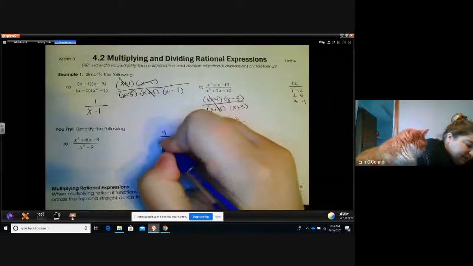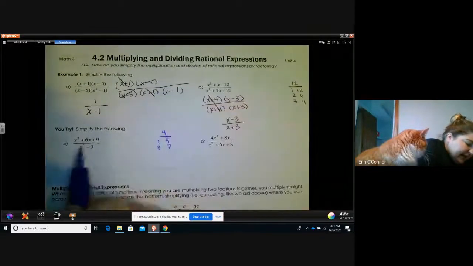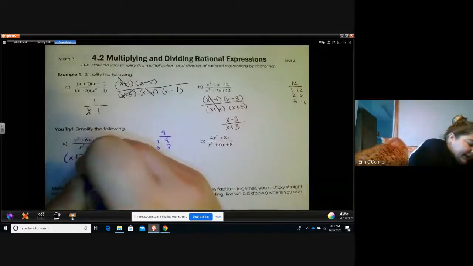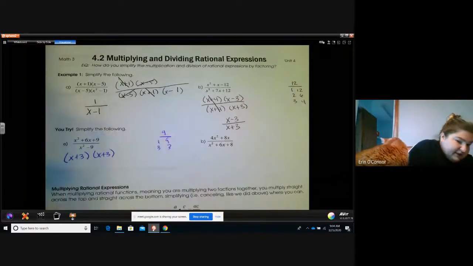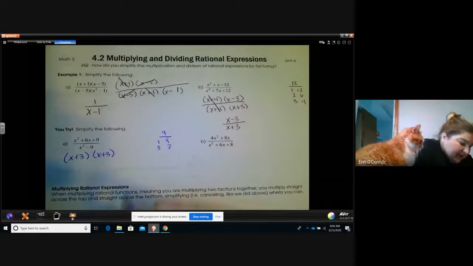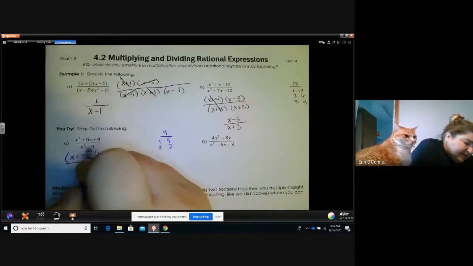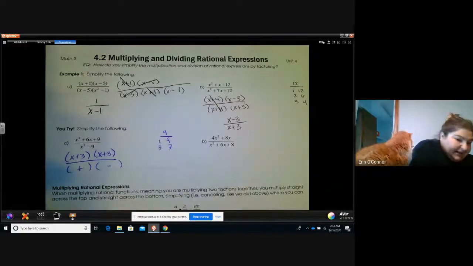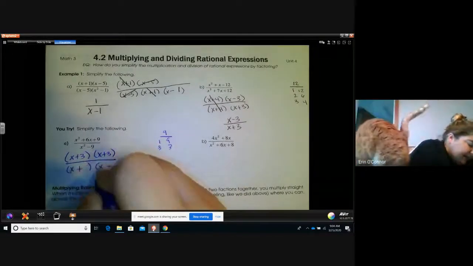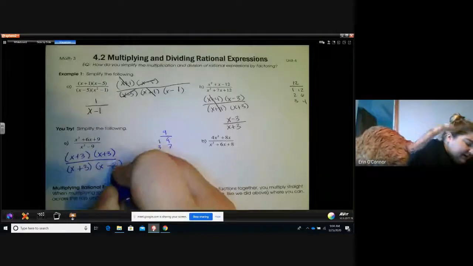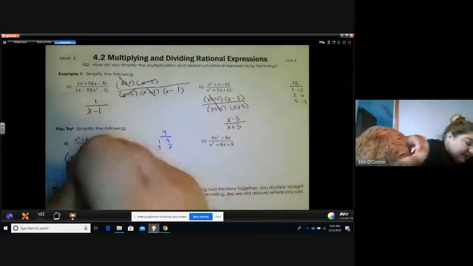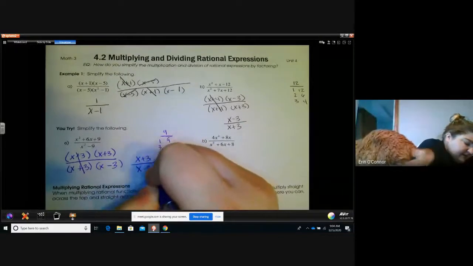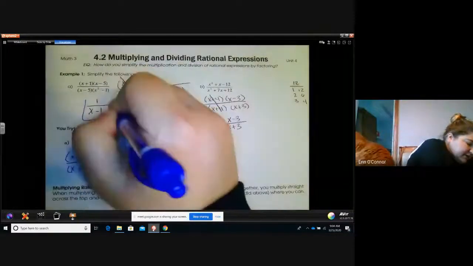Factors of 9 are 1, 9, 3, 3. They need to add, be the same sign to give me a positive 6. So we get x plus 3, x plus 3, also known as x plus 3 squared. And then that's going to be over, this is a difference of squares, so make your 2 plus minus the square root of x squared is x, the square root of 9 is 3. These cancel out, so I get x plus 3 over x minus 3. I'm going to box my answers so we have these.